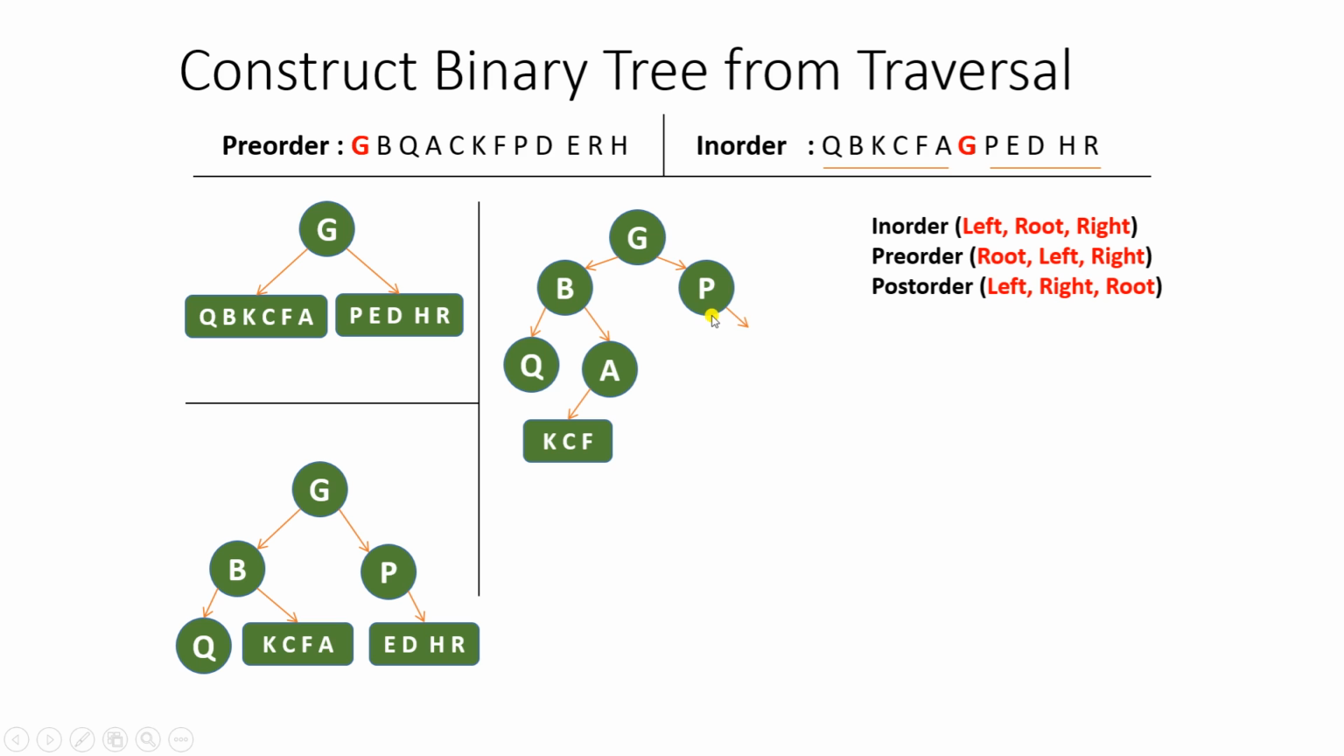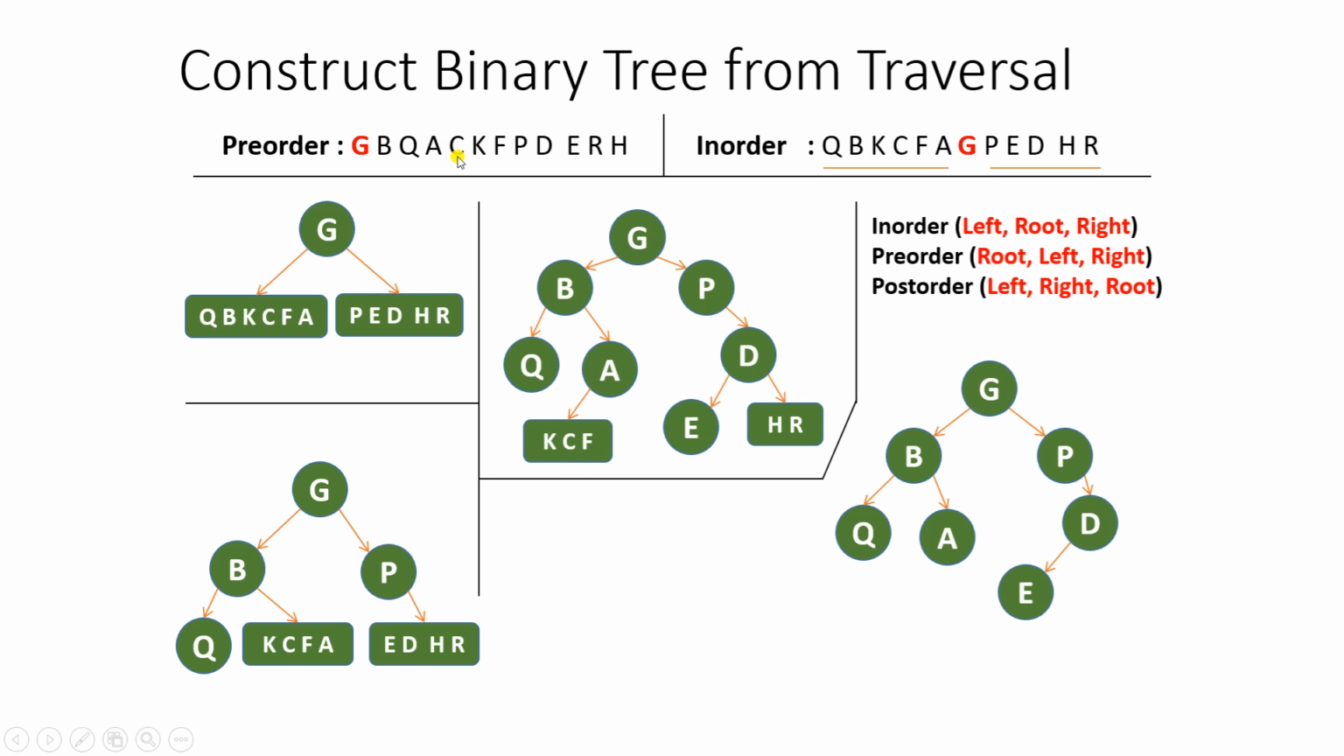P will have again, it is compared with E D H R. When it is seen in its pre-order, D comes first, so D will be treated as the root node. But when it is seen in order, to the left of D we have E. So P is already over, we have to write E. Then to the right of D we have H and R.